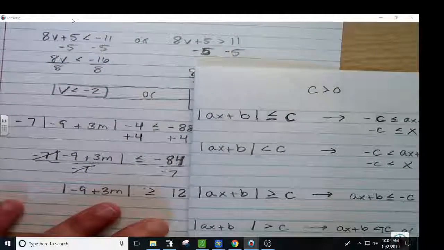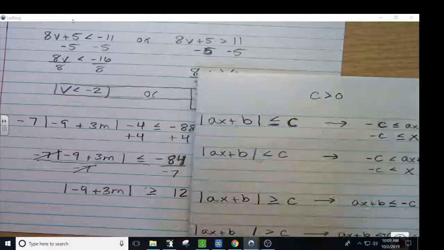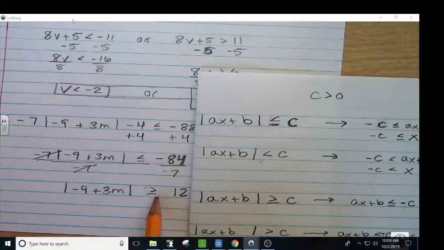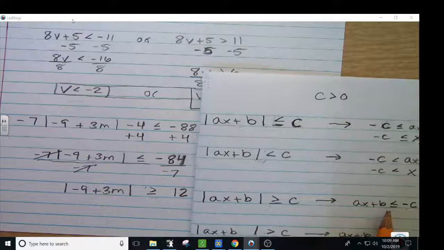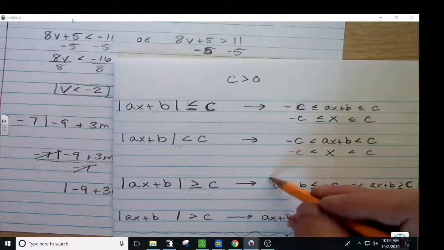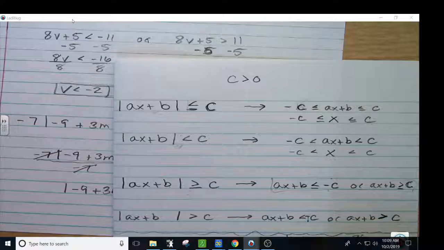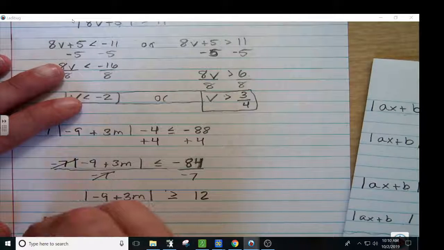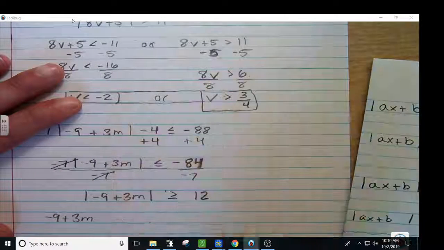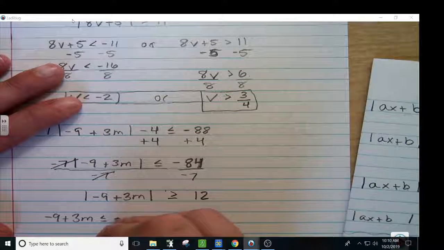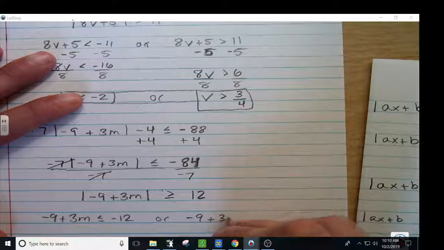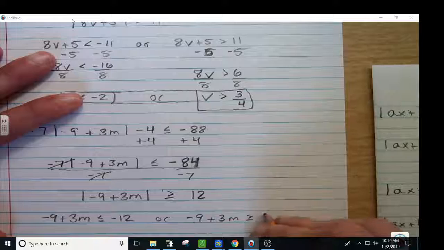Now, looking at this, does everybody see that this looks like this? It's got absolute value greater than or equal to, and it's got the constant. So we know that it's going to be an OR statement looking like this, like the last one we did. Okay. Now, I'm going to drop my absolute value bars. -9 plus 3m less than or equal to -12, or -9 plus 3m greater than or equal to +12.